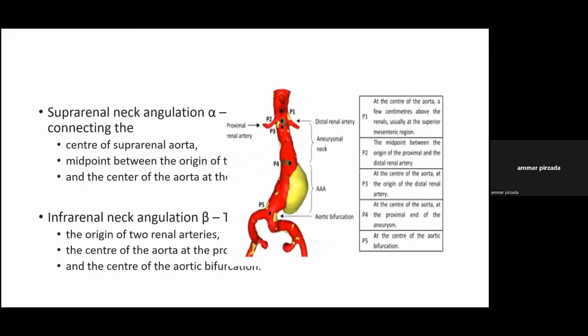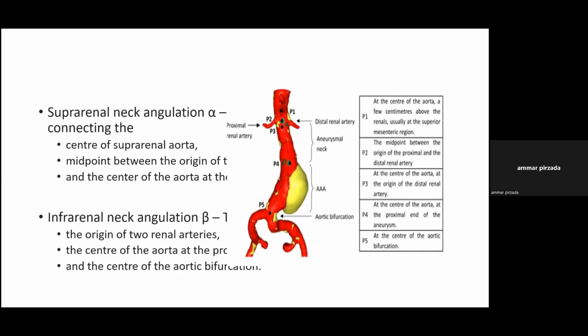So this is a very good picture I came across on the internet. There are a few important points that they have identified. P1 here marks the healthier part of the aorta, which is considered to be the center of the aorta above the renals. P2 is the midpoint between the origin of the proximal and distal renal artery. P3 is the center of the aorta at the origin of the distal renal artery. P4 is the center of the aorta at the proximal end of the aneurysm, that is where the aneurysm is commencing. And P5 lastly is the center of the aortic bifurcation.